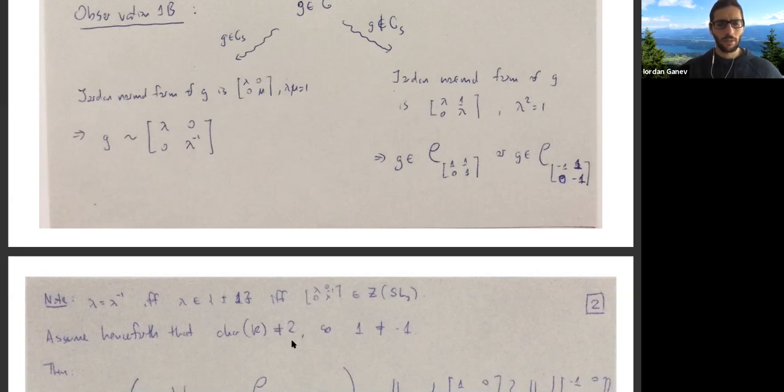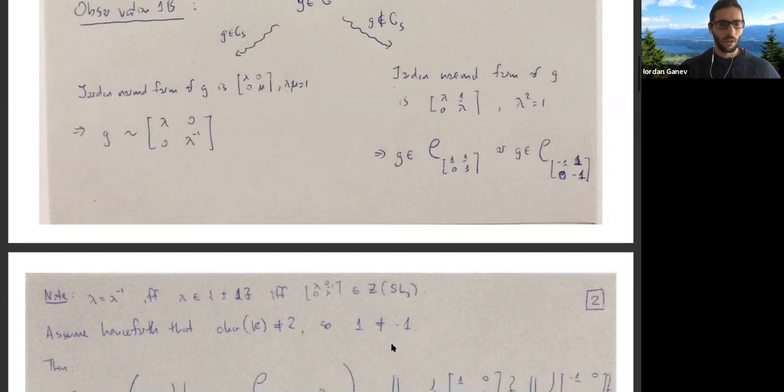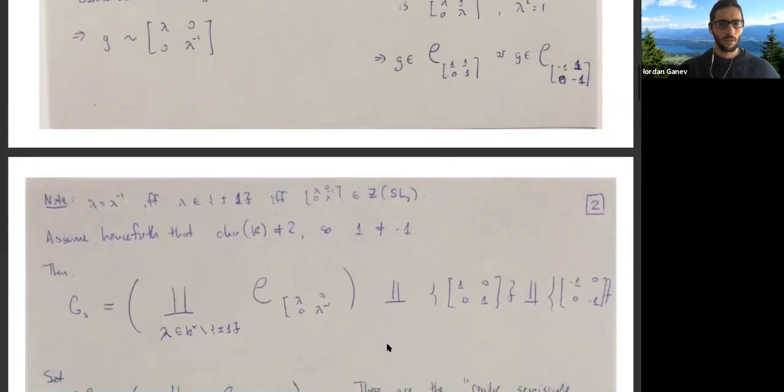And I'm going to assume that the characteristic is not equal to 2, so that 1 and -1 are distinct elements, and so that we can divide by 2 later on. So this means we can decompose the semisimple locus as follows. First of all, we have the cases where the Jordan normal form is diagonal with the same entry on the diagonal. These are central, so their conjugacy classes are just themselves. So we have these two points. And then everything else is conjugate to a diagonal matrix with distinct eigenvalues, lambda and lambda inverse.